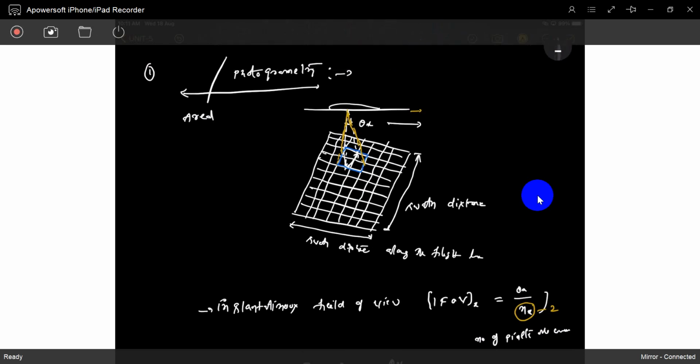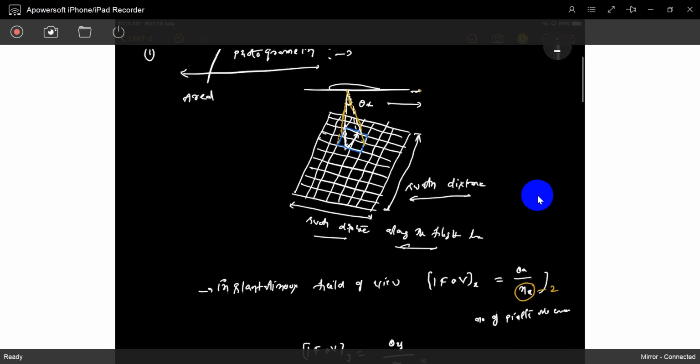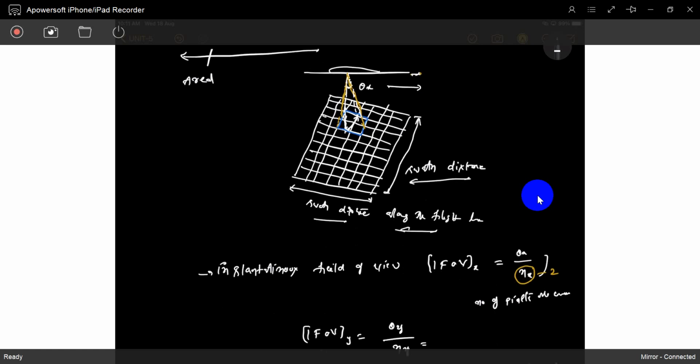The flight is capturing the image. In the direction of flight, it's called swath distance in photogrammetry. It is also a swath distance along the flight line. If you see a flight capturing a certain part of the ground, it will have a certain angle, theta x. So we can call it the instantaneous field of view, IFOV x.